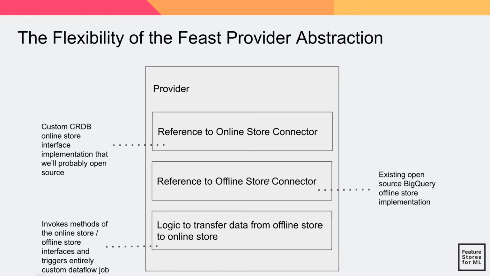And for the online store, we use both an in-house database, Manhattan, and also CRDB. So for Manhattan, it has to be completely custom because it's in-house, but because we are able to just implement the class and then have the reference here to it, it works well with us. For the CRDB online store interface, we also implemented that, and we might open source it in the future. For the offline store, we can just use what's already built by the community, which is the BigQuery offline store implementation. And then here, the logic to transfer from offline to online, this can be completely custom.